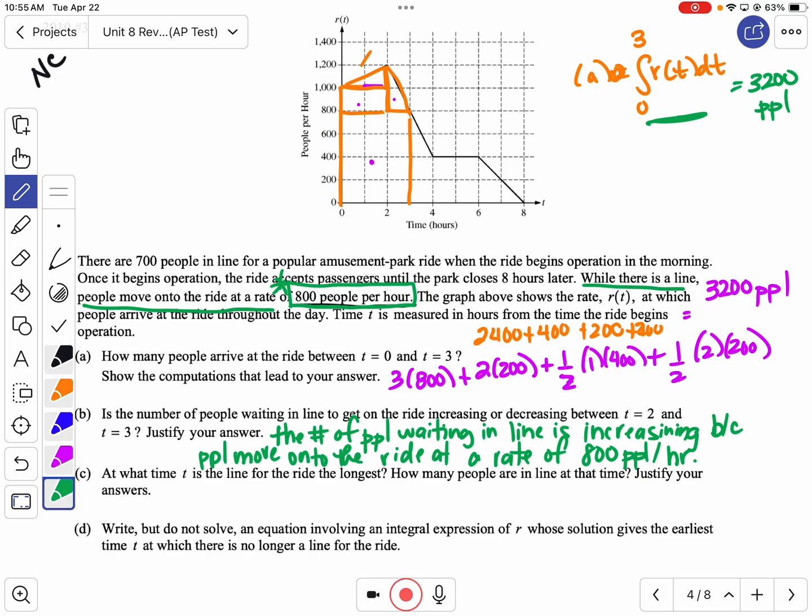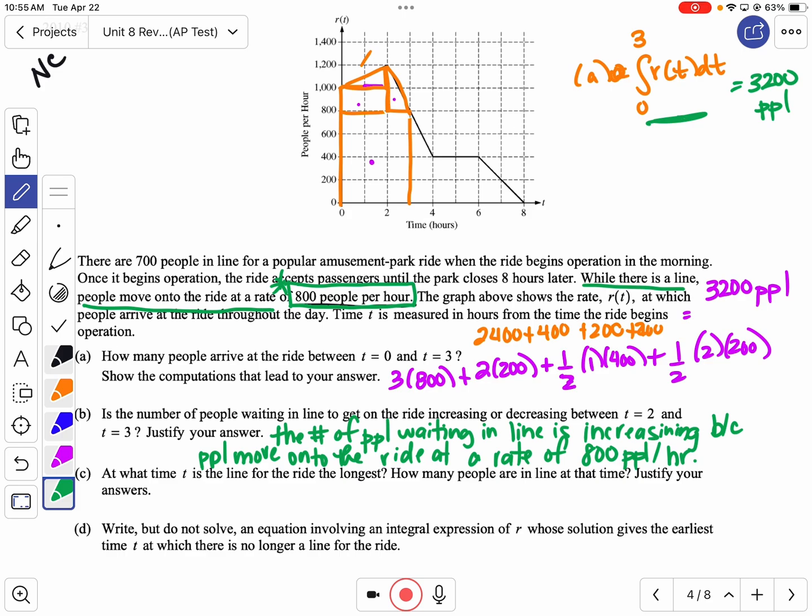Yep. The answer is right, but the justification's people move onto the ride at a rate of 800 people per hour while there is a line, but we're asking if the number of people waiting in line is increasing or decreasing. And the number of people who arrive at the ride is greater than 800 per hour between 2 and 3.